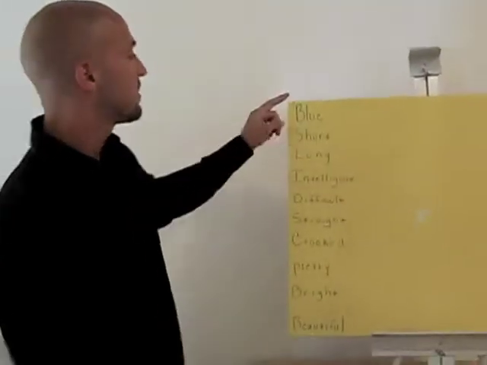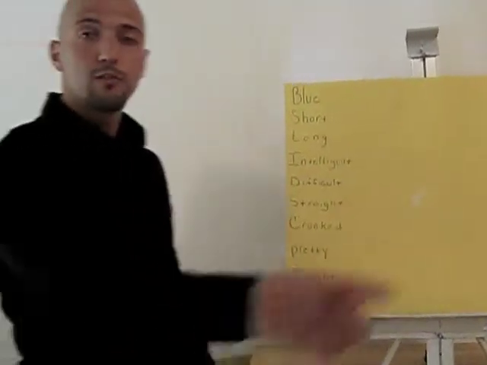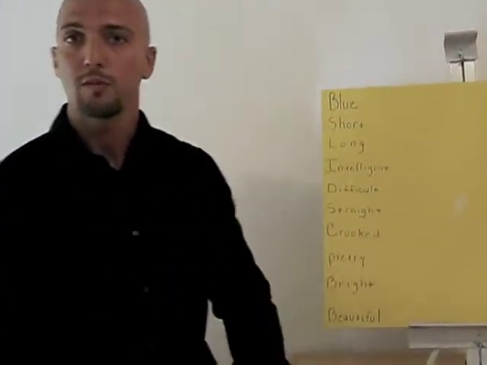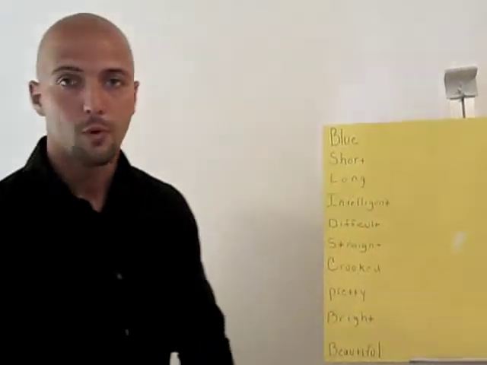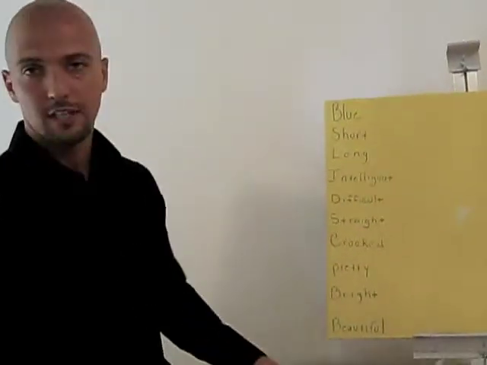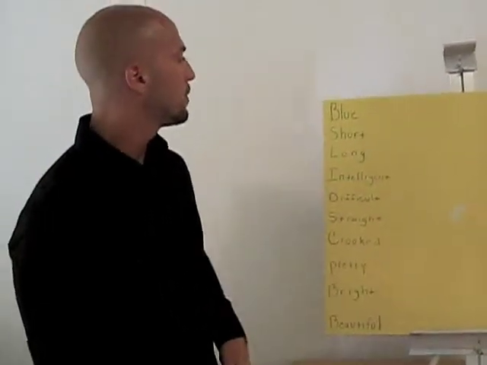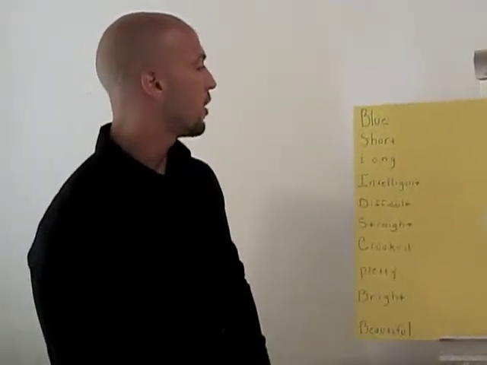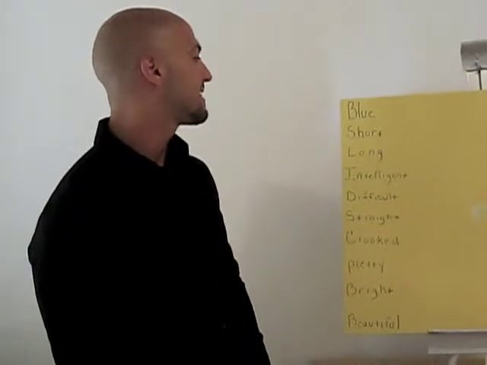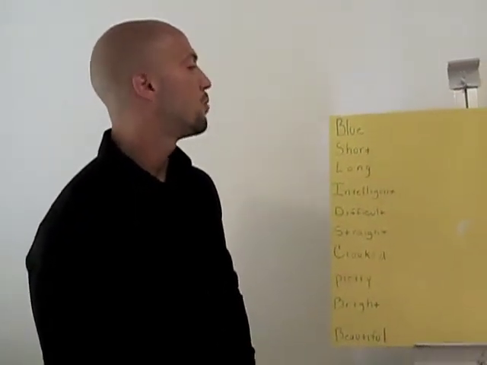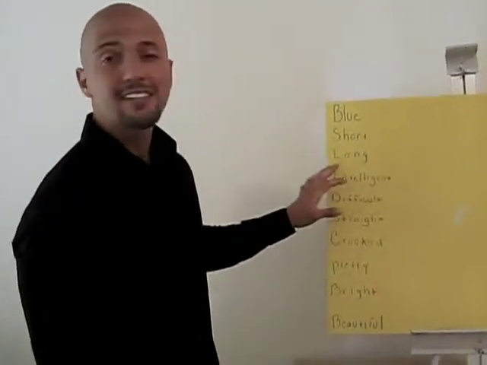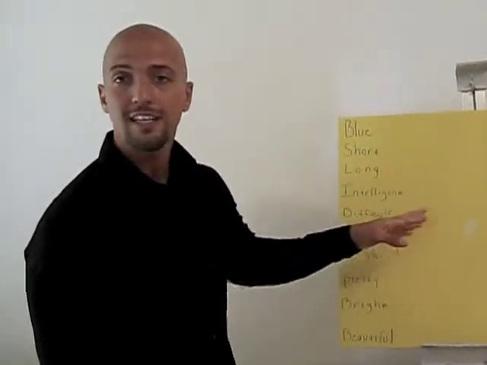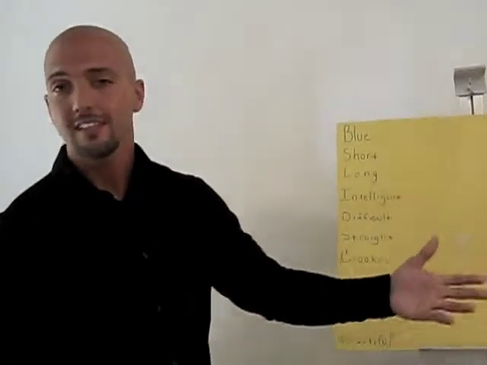Now the game is to go through the adjectives around the room, and the person who has to hesitate to give the forms is out. Or if you get it wrong. So let me demonstrate so you can see. Blue, bluer, bluest. Short, shorter, shortest. Long, longer, longest. Intelligent, more intelligent, most intelligent. Now if I had hesitated there, or if I had gotten it wrong and thought it was intelligent, intelligenter, intelligentest, I would be out.